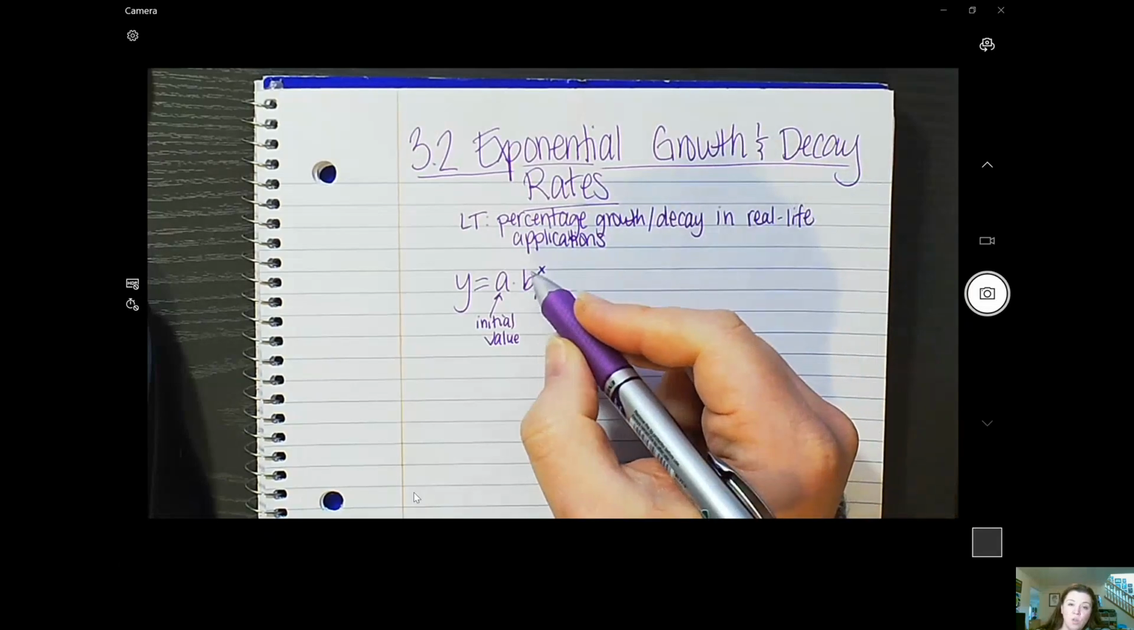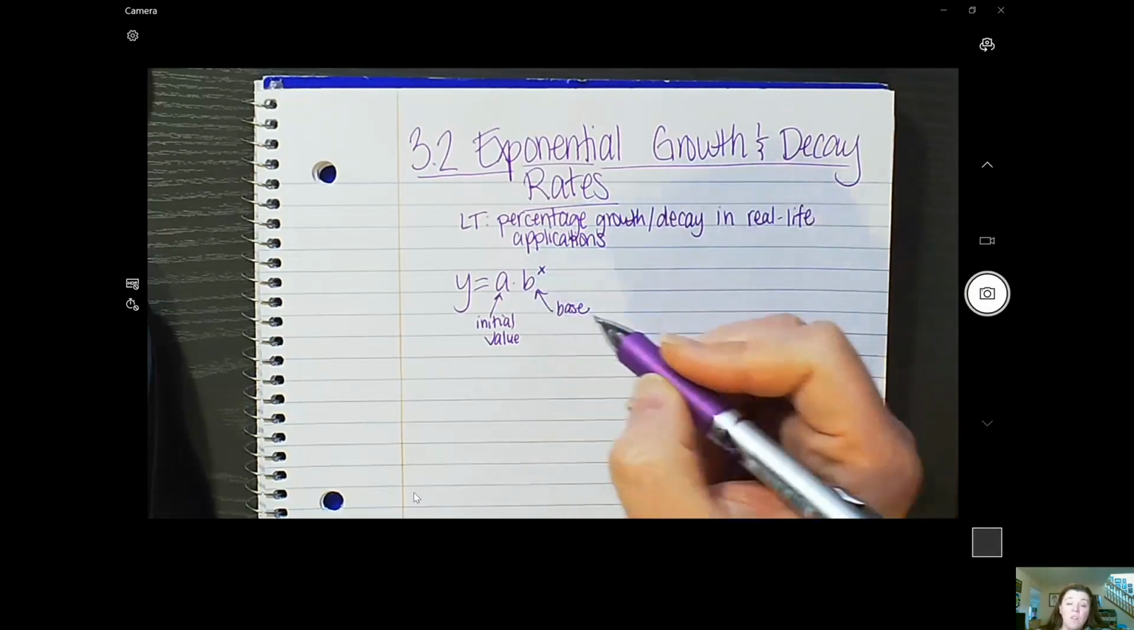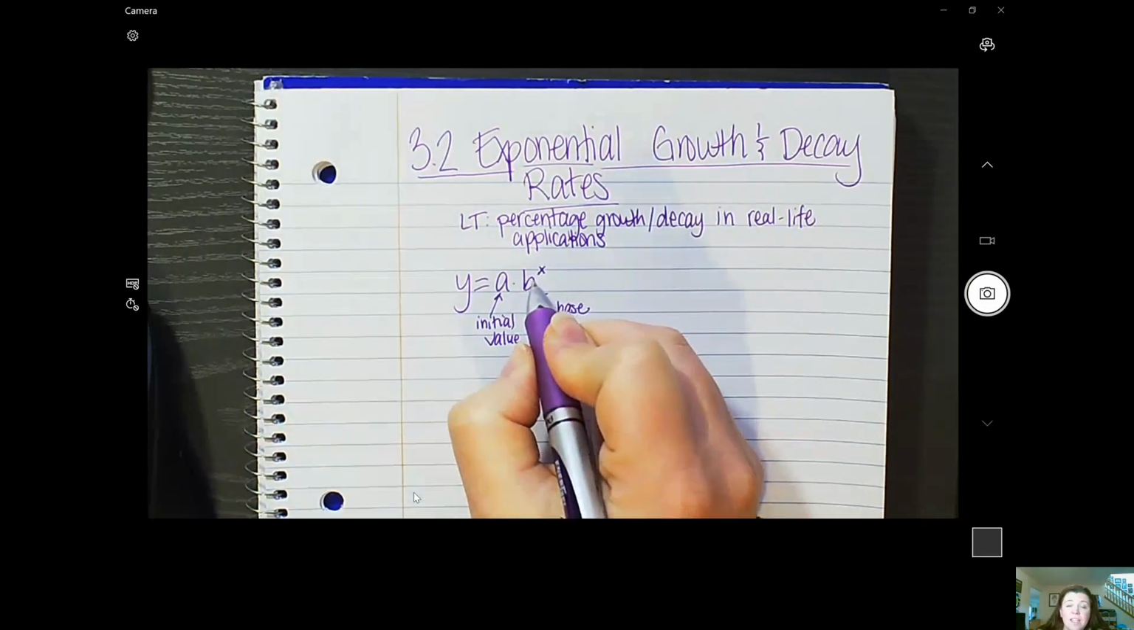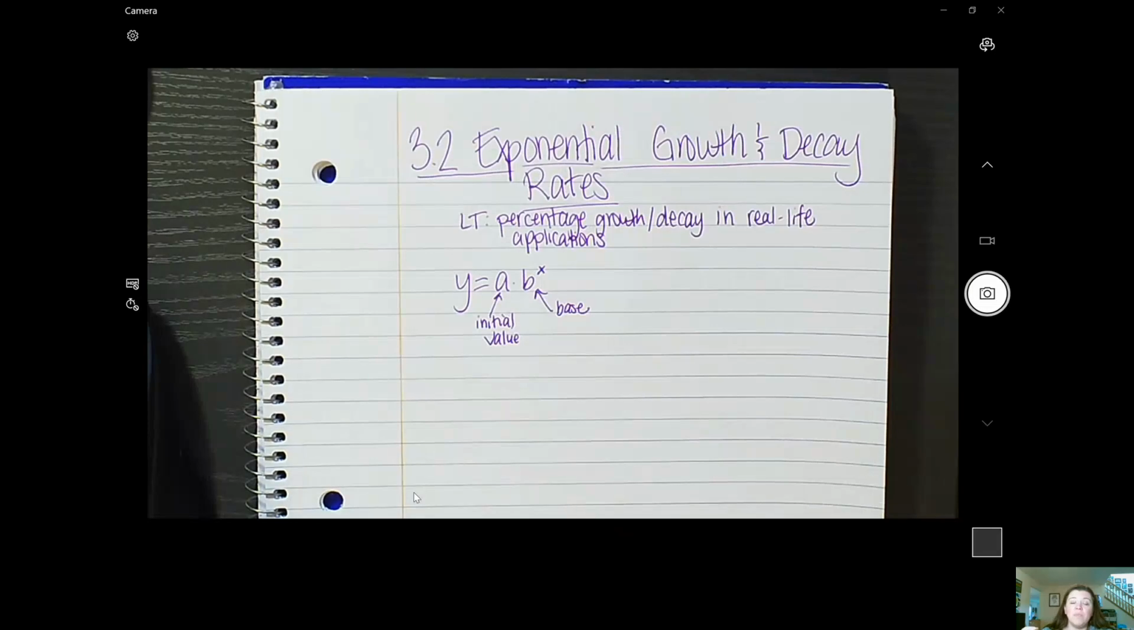So if that base were a 2, for example, then that would mean growth, because the population is doubling every whatever amount of time. If it was a 3, then it would be tripling every amount of time. So that number is the thing that you multiply by, the rate of increase. But usually when we talk about rate of increase in real life, we talk about a percentage rate. So we'll say it's increasing by 10% or it's decreasing by 25%. And so you'll see those phrases, increasing by with a percent or decreasing by with a percent.